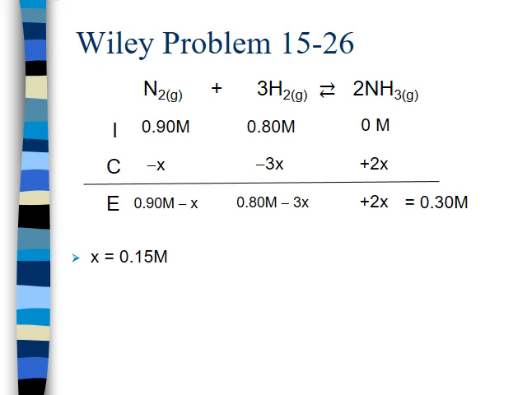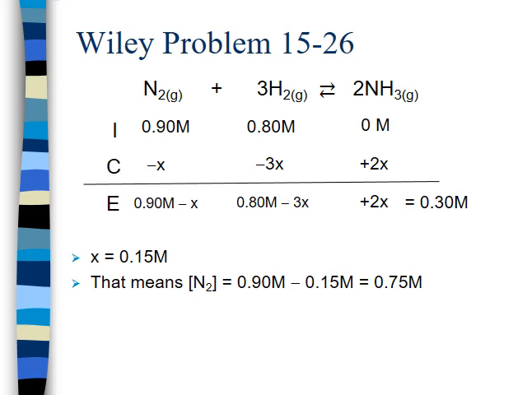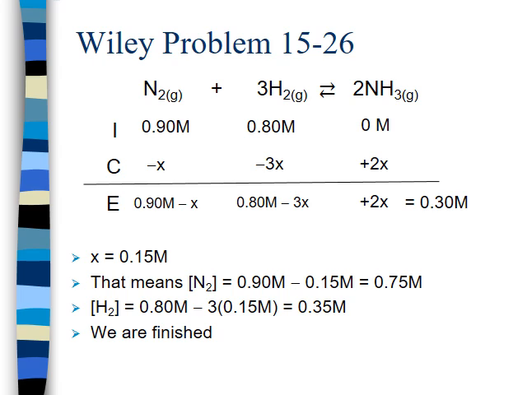Finding the nitrogen concentration, 0.9 minus x, 0.15, that's 0.75. For the hydrogen, 0.8 minus 3 times 0.15, that's 0.35. And we're done. The ammonia is 0.3, that's given. Hydrogen is 0.35, nitrogen 0.75. The ice table helped us keep track of our initial and our change and allowed us to find the equilibrium values.